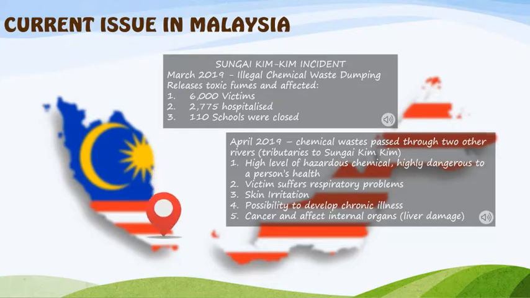The sampling of Sungai Kim Kim identified high levels of hazardous chemicals that are extremely dangerous to a person's health. This could cause the victims to suffer respiratory problems, skin irritation, and the possibility of developing chronic illness. It was also reported that some of the chemicals are carcinogenic, which can cause cancer and may affect internal organs, such as causing liver damage.